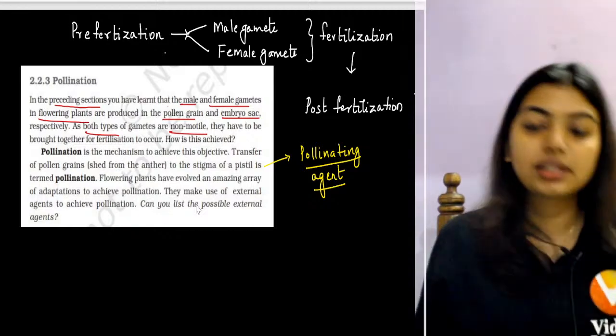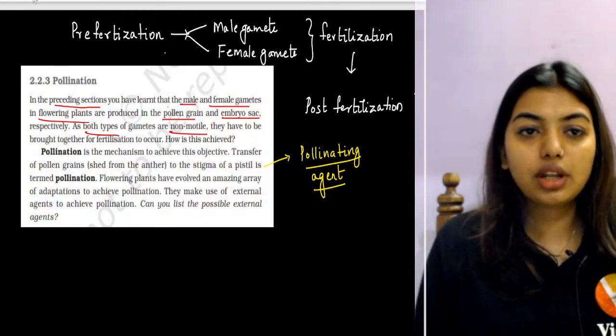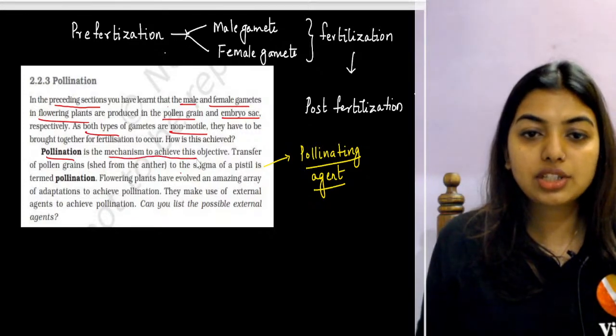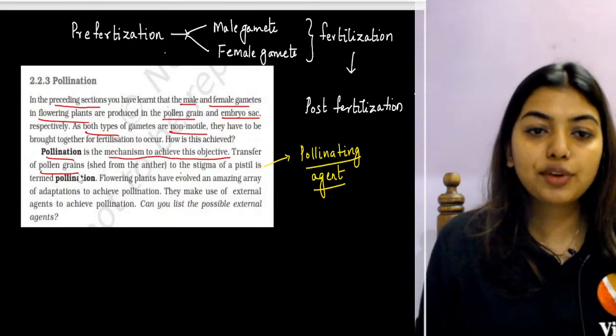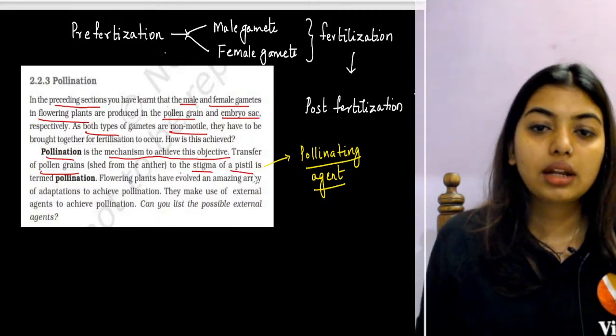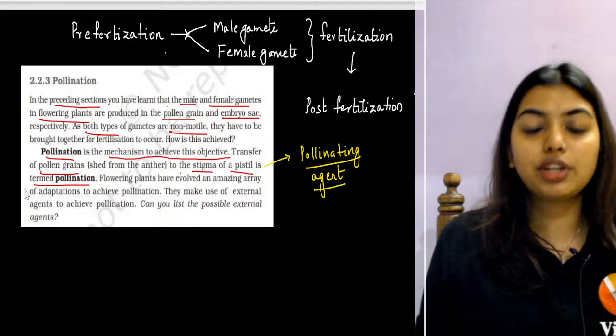Okay, yes. So pollinating agent. Now look here, students. Pollination is the mechanism to achieve this objective. Transfer of pollen grains, that is, transfer of pollen grains to the stigma of a pistil is termed as pollination.